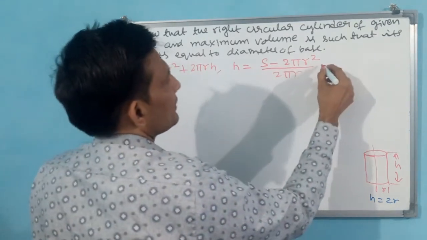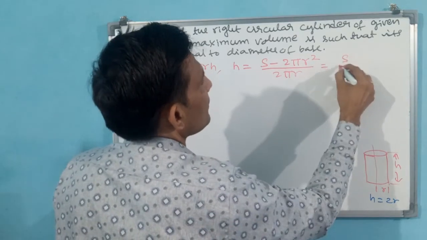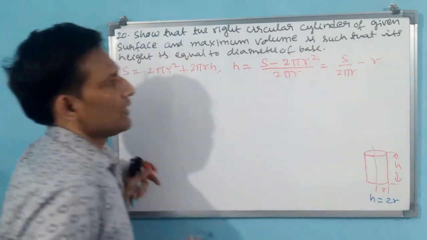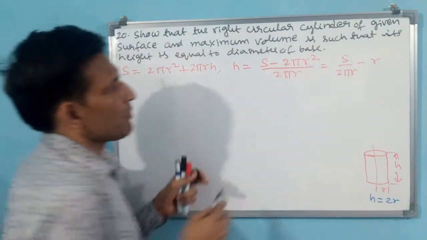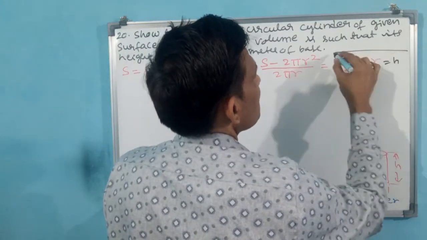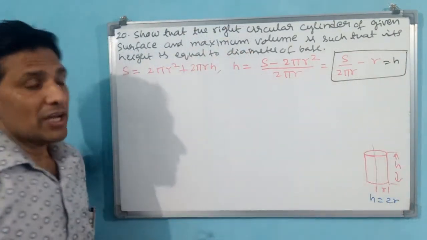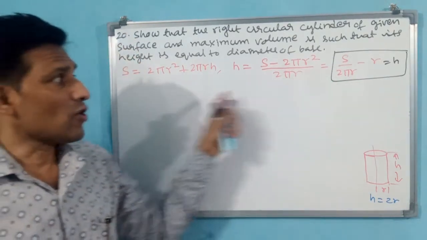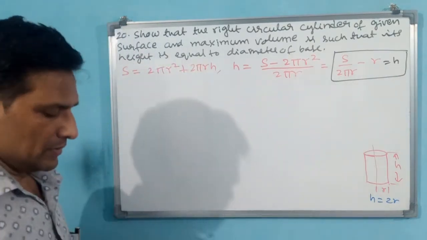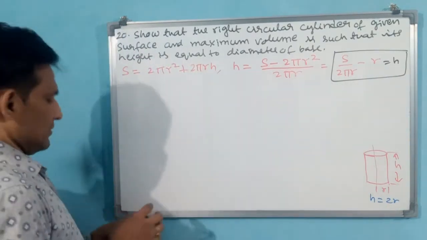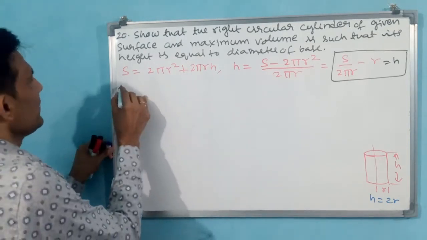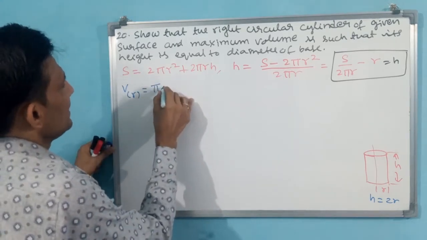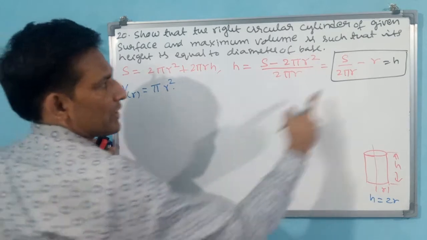Okay. That gives s by 2 pi r minus 2 pi r, you will cancel r. See, this is also very important. That is equal to h. You box it at present. H is equal to s by 2 pi r minus r. Okay, that you have to take. See, here you have got h. Now you go for volume. What is volume? Pi r square into h. Write down. Volume V in terms of r. I am writing pi r square h. H will be this one.